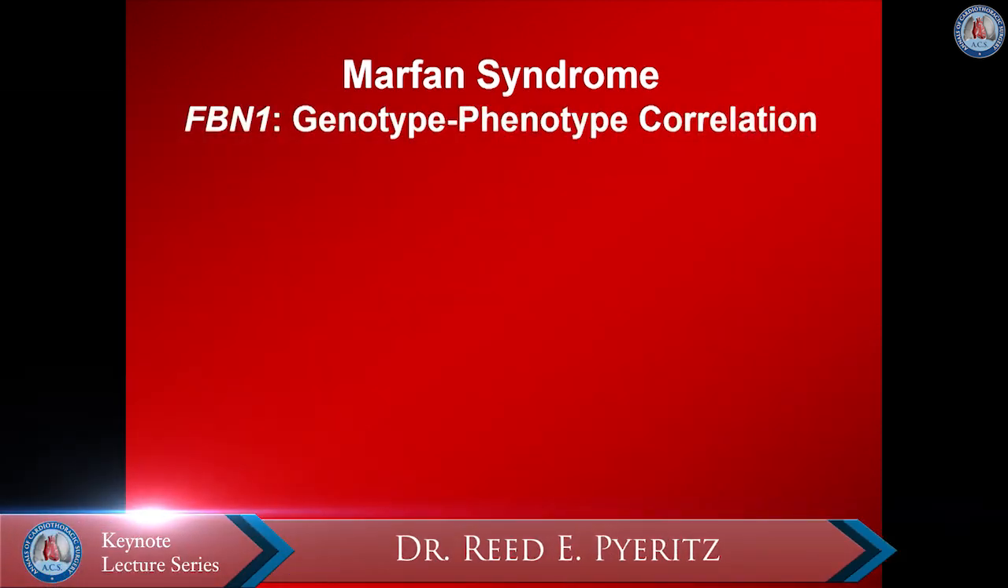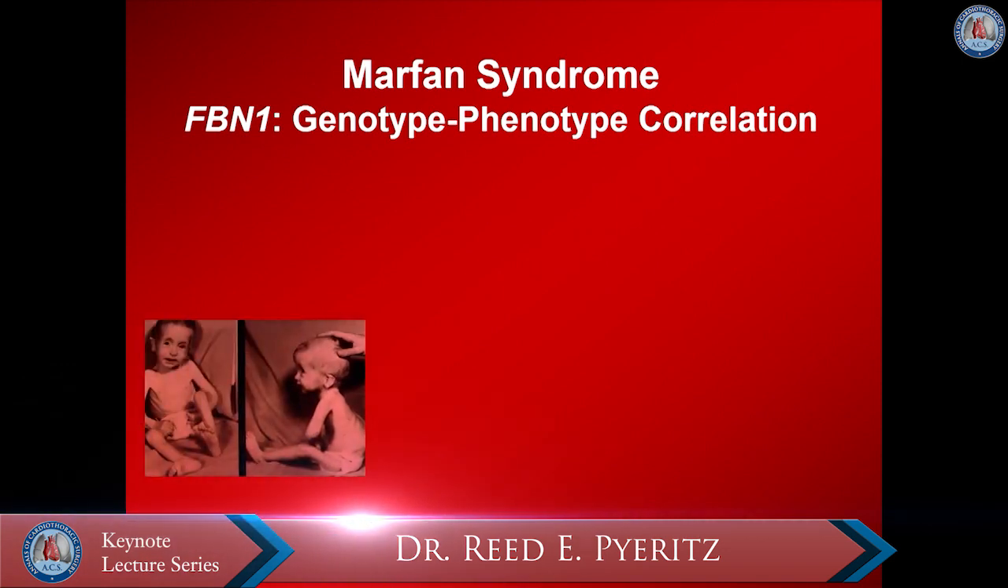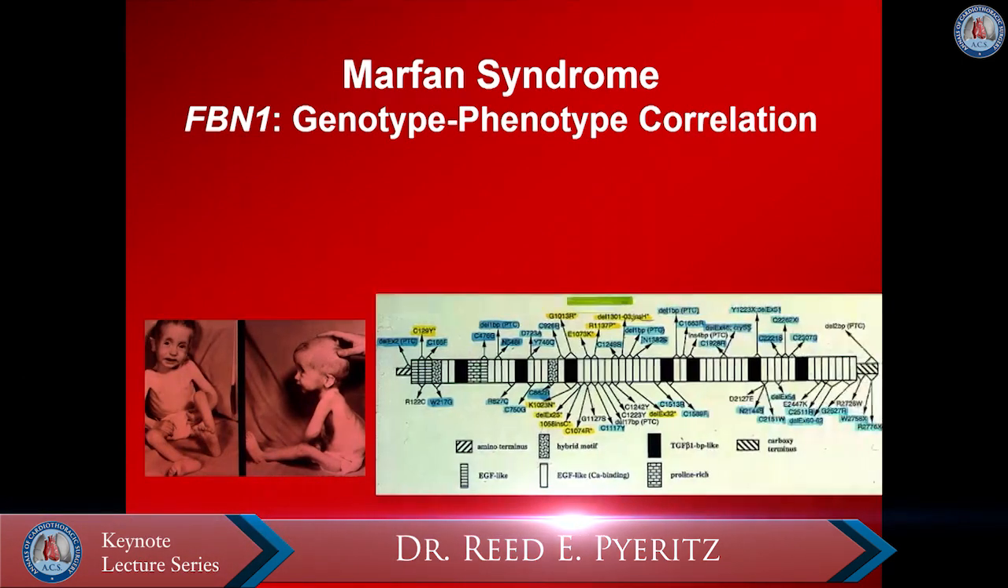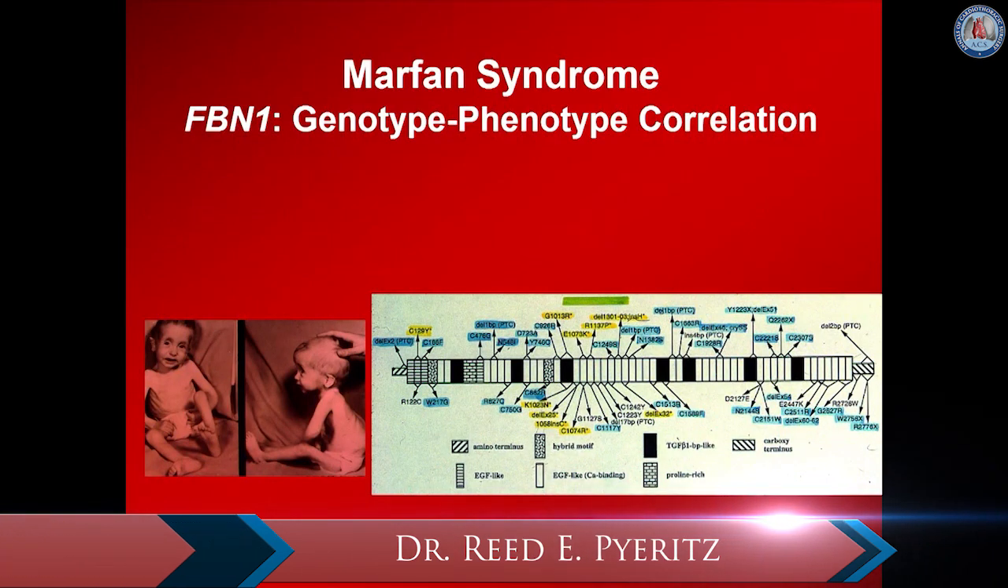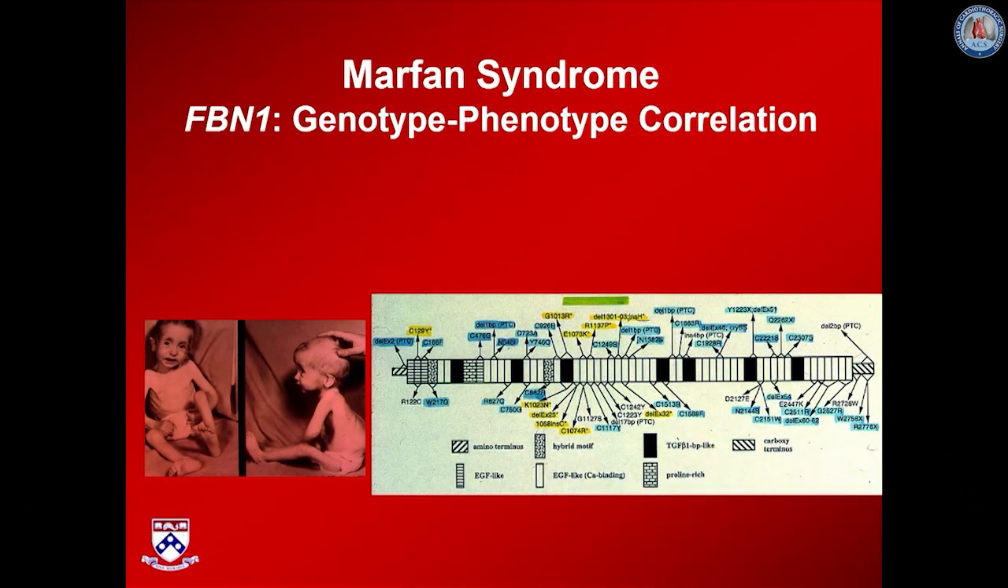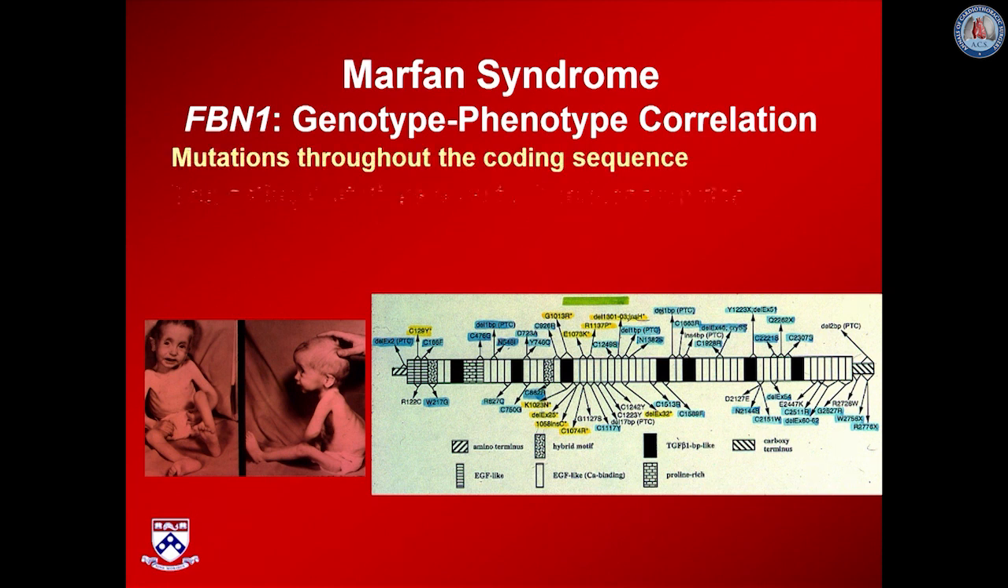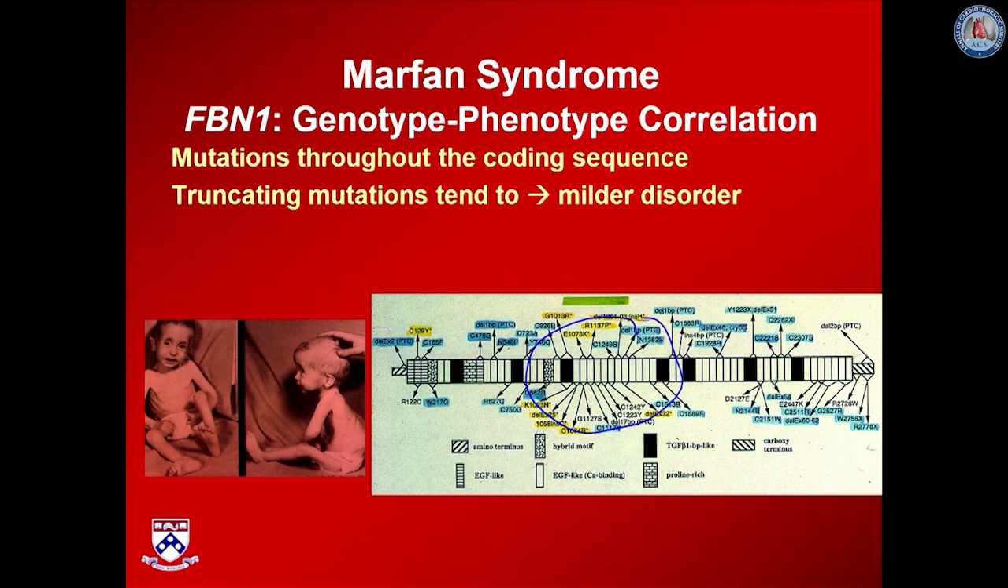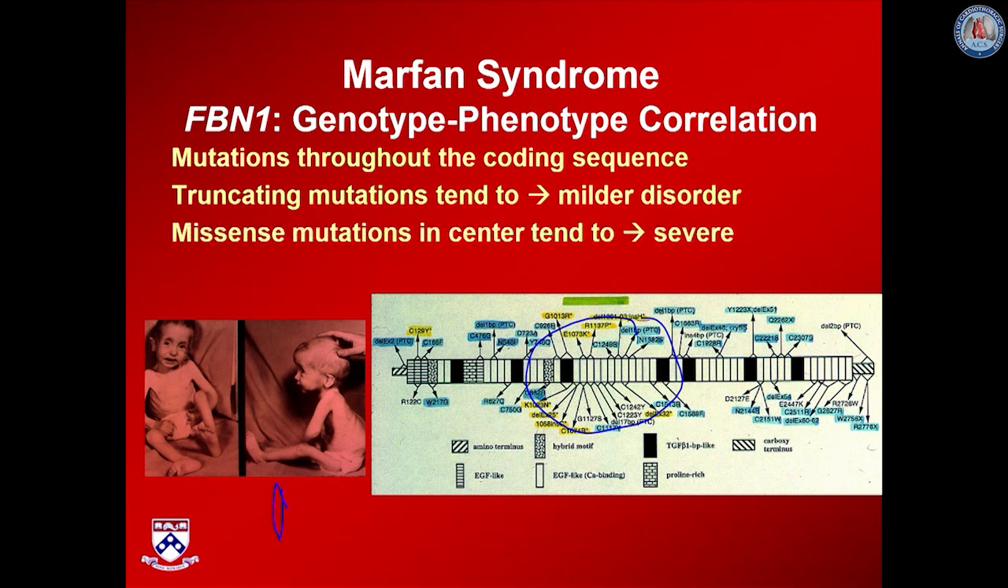There are any number of mutations in fibrillin that can cause classic Marfan syndrome. This is an early depiction of this, and there are now over 1,000 mutations in fibrillin-1 associated with classic Marfan syndrome. And these mutations occur throughout the fibrillin-1 gene. Mutations in this middle region tend to produce a phenotype that is consistent with the severe form.